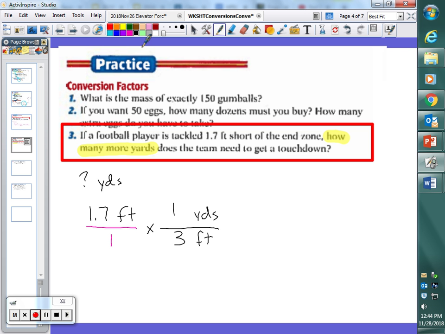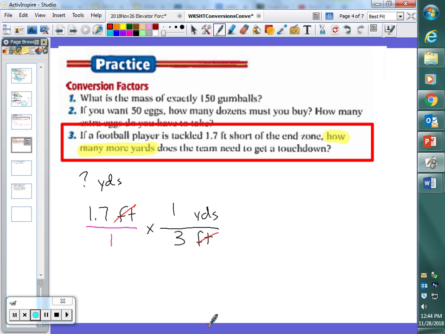All right, now it's time for some math, right? All right, we have feet as a unit in the top of this fraction here. We have feet as a unit in the bottom of this fraction here. What's going to happen to the feet, top and bottom? They're going to cancel each other out, right?